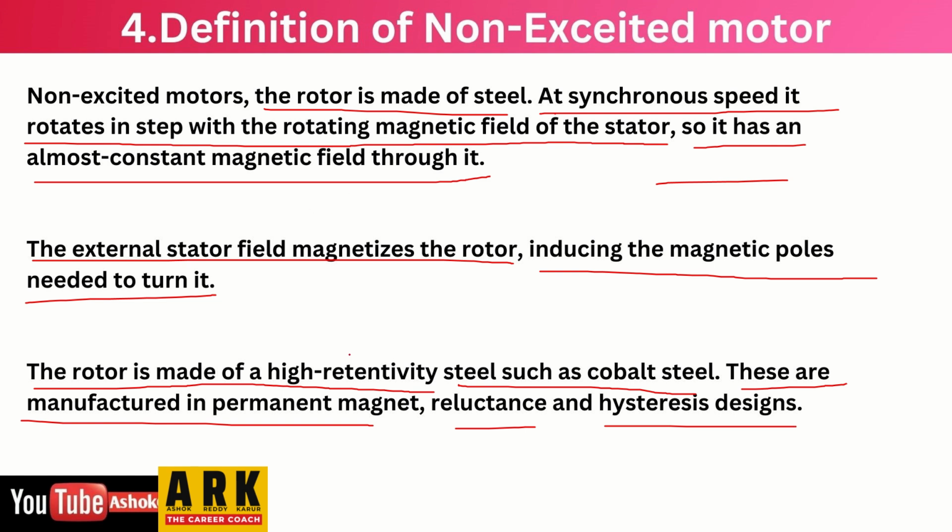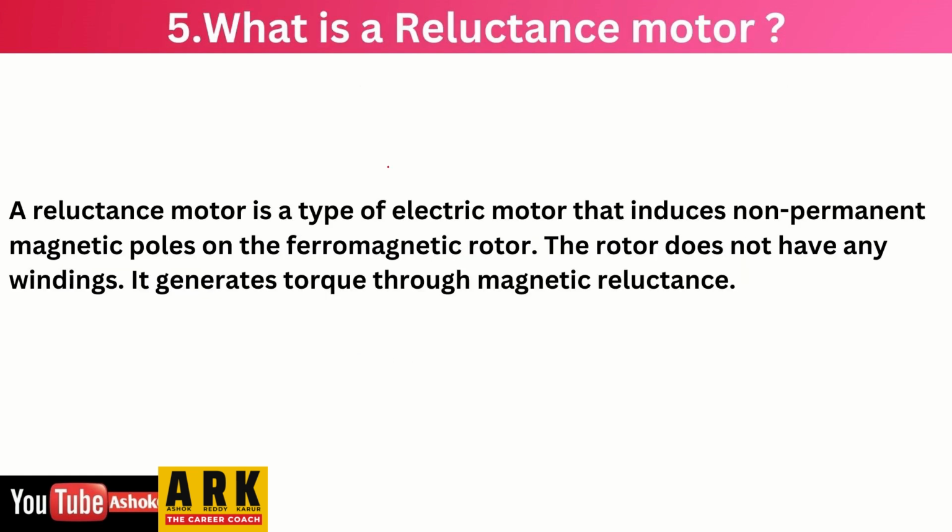So these are the non-excited three motors: magnetic, reluctance and hysteresis. Okay, the reluctance motor. A reluctance motor is a type of motor that includes non-permanent magnetic poles on the ferromagnetic rotor. Normally we will have a magnetic rotor, right? So in this one we have the ferromagnetic material, which is non-permanent magnetic. Whenever we want, we turn that particular metal into a magnet, otherwise not.